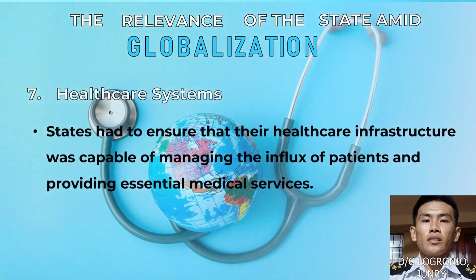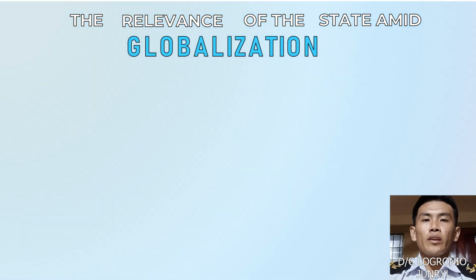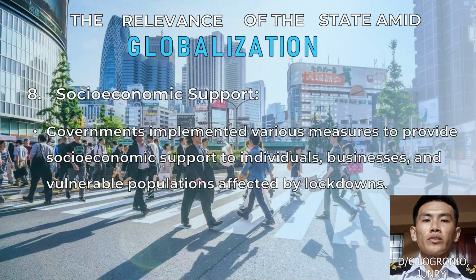The seventh one is healthcare systems. States had to ensure that their healthcare infrastructure was capable of managing the influx of patients and providing essential medical services. The eighth one is socioeconomic support. Governments implemented various measures to provide socioeconomic support to individuals, businesses, and vulnerable populations affected by lockdowns.